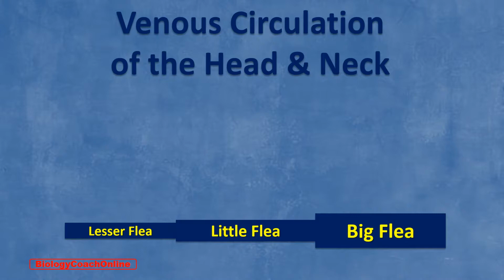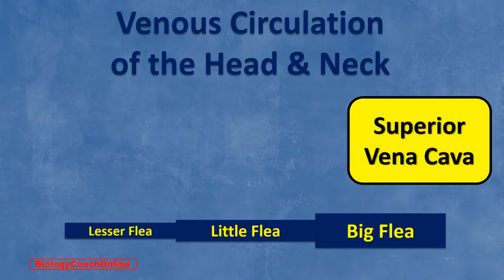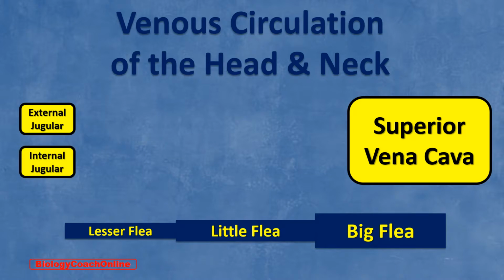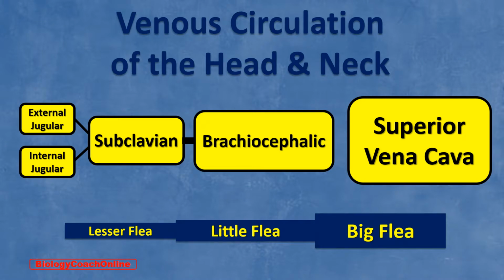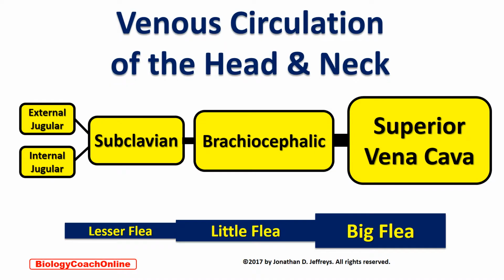Remember that the superior vena cava is your big flea. Both the external and internal jugulars drain into the subclavian vein. The subclavian, in turn, drains into the brachiocephalic vein, and the brachiocephalic vein drains, of course, into the superior vena cava. And once again, you will find this flowchart in the resources section for this lecture.